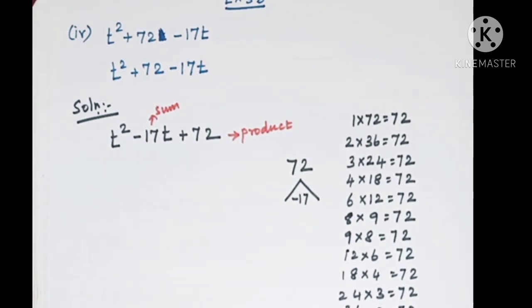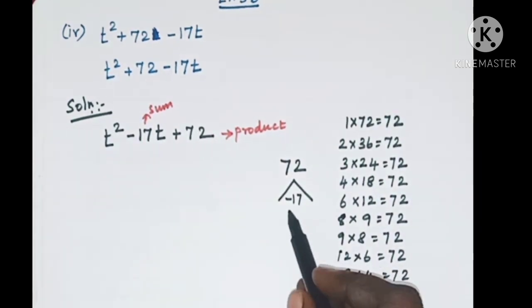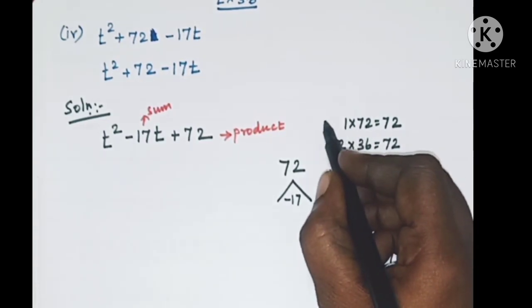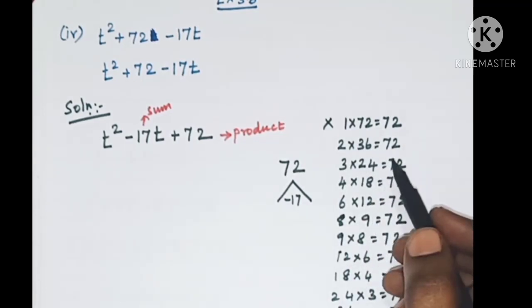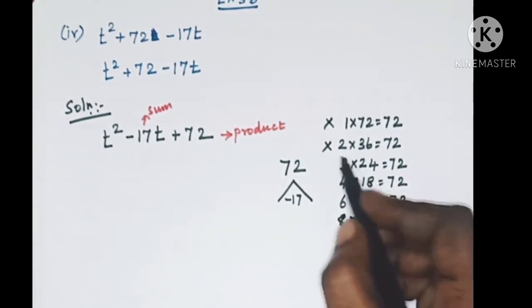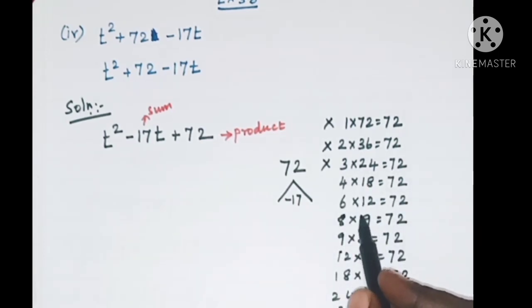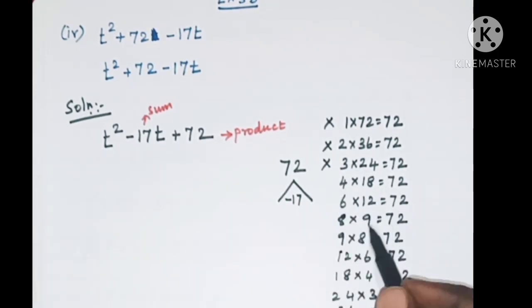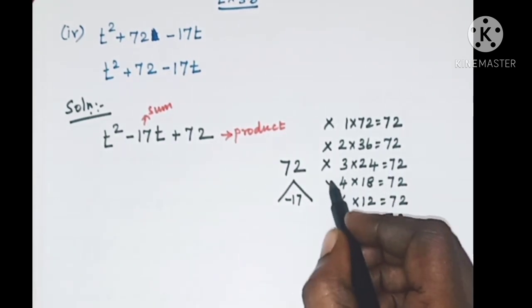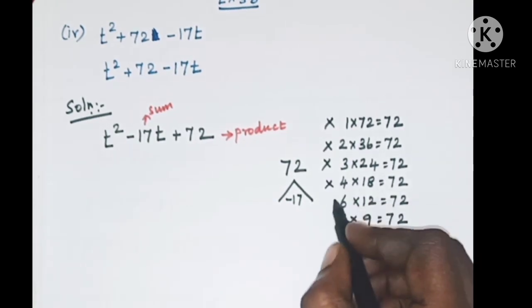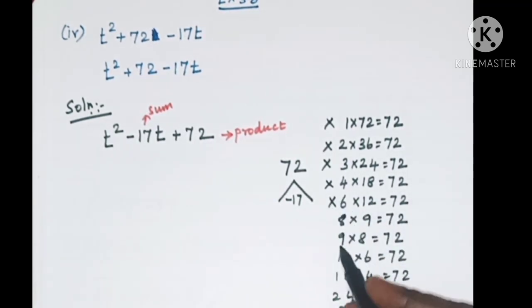If we add or subtract the two numbers, we should get 17. So 72 plus 1 is 73, and 72 minus 1 is 71. These are not the possible numbers. 2 into 36 is also not the possible one, and this is also not the possible one. 18 plus 4 is 22. 18 minus 4 is 14. This is also not the possible number. And 12 and 6 are also not the possible numbers.